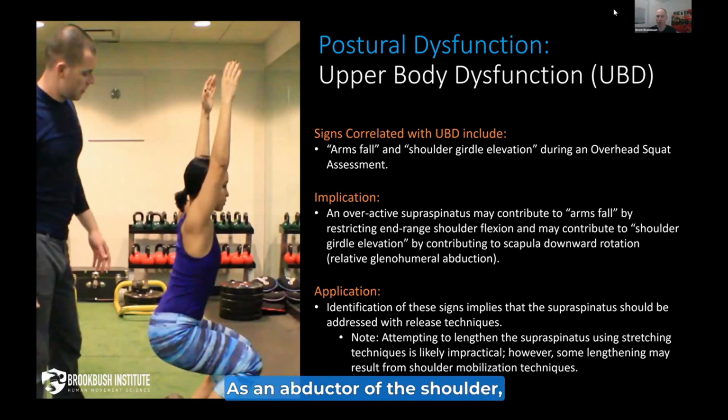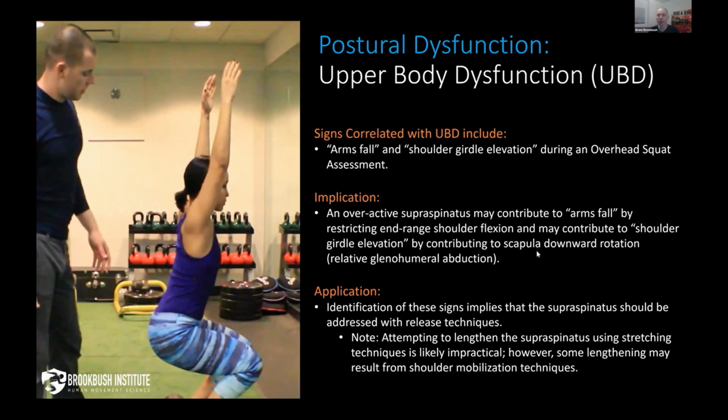As an abductor of the shoulder, this gets a little tricky. Realize that relative abduction, if we held the humerus in place, would be scapular downward rotation. So regardless of whether I do abduction of the shoulder or downward rotation of the scapula, the supraspinatus is going to decrease in length. So we could say that supraspinatus overactivity is also likely to contribute to scapular downward rotation, or we could say that scapular downward rotation is likely to result in shortening and overactivity of the supraspinatus.